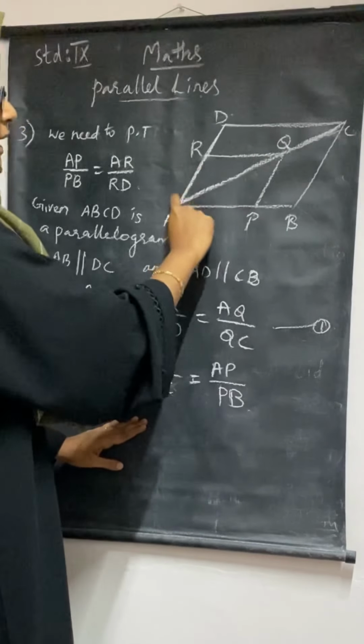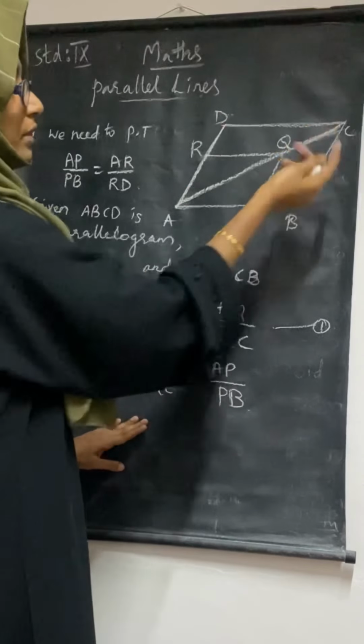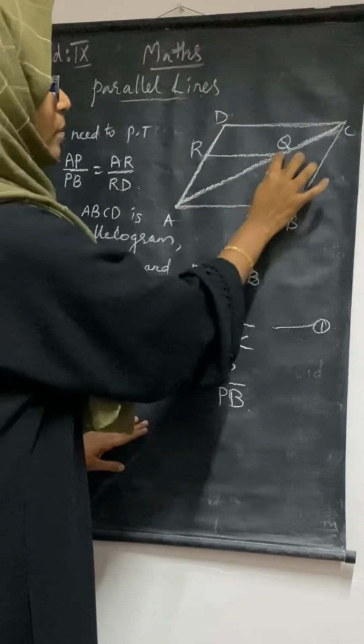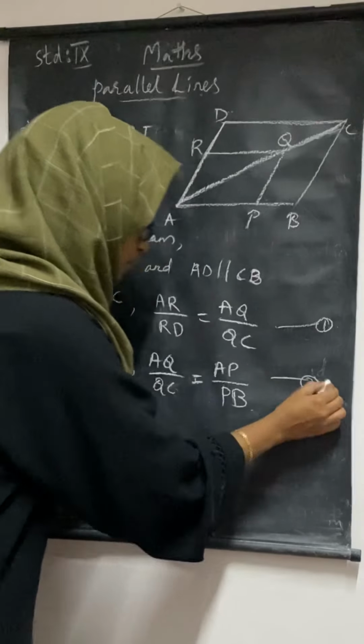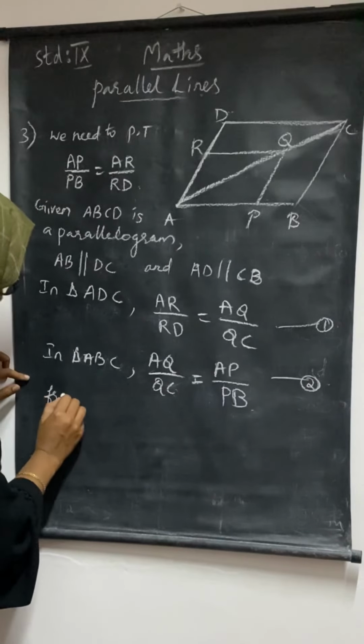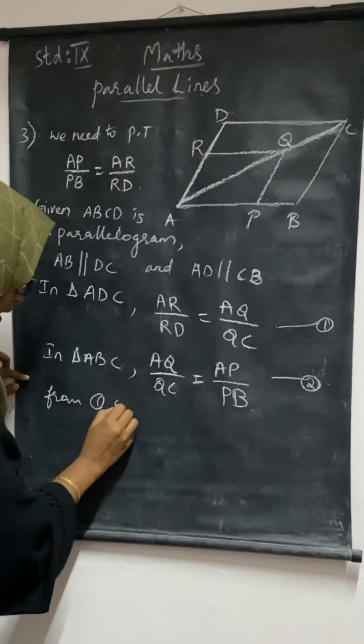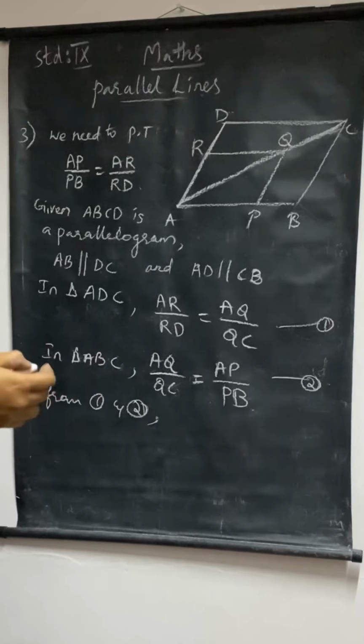What you did? First triangle you have taken this, second triangle you have taken this. In the first triangle, AR by RD, AQ by QC. First triangle over, second triangle, AQ by QC, AP by PB. Those will be equal. So you have to put the equation number 2. Now from equation 1 and 2, what do you get here?